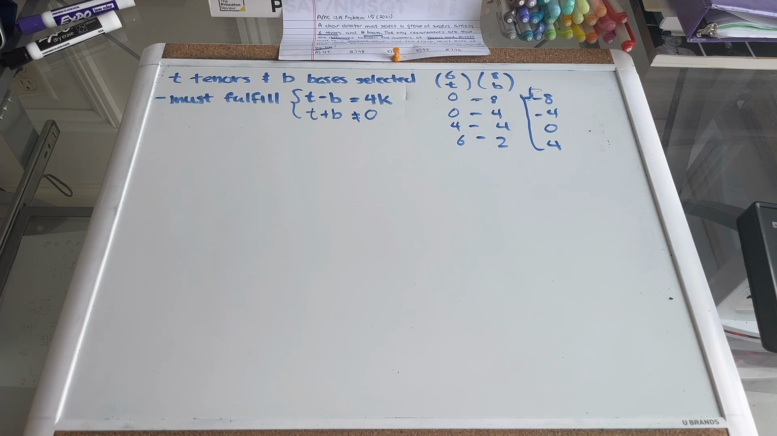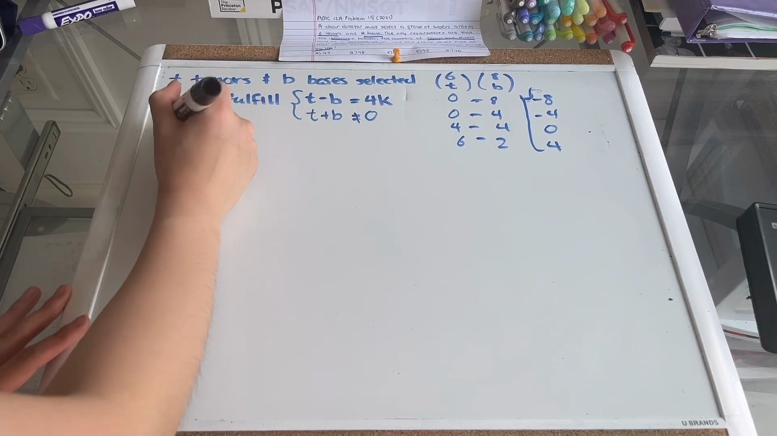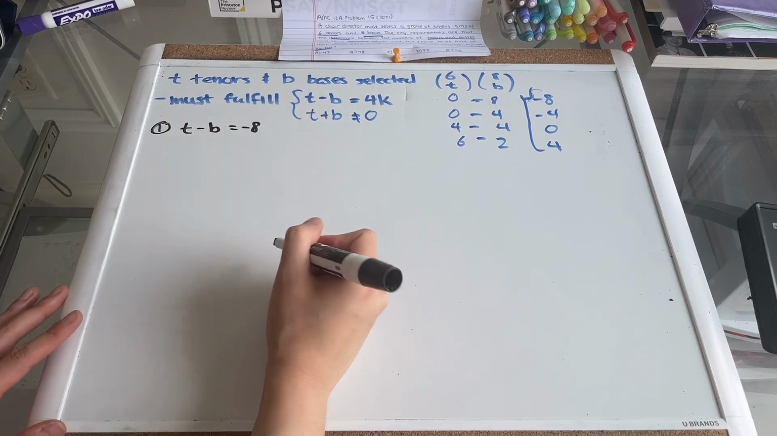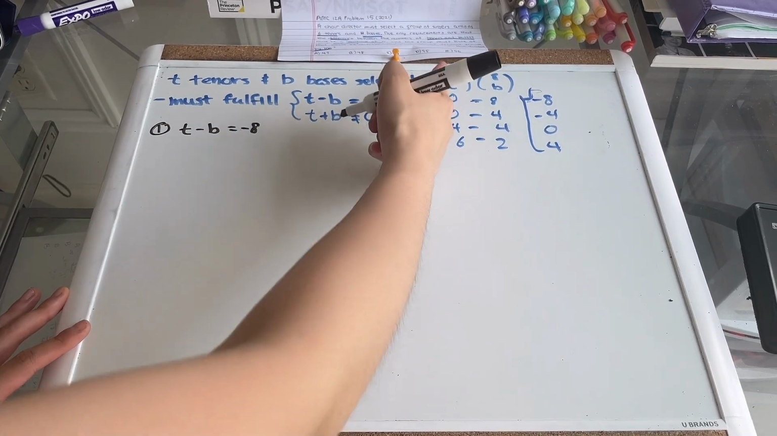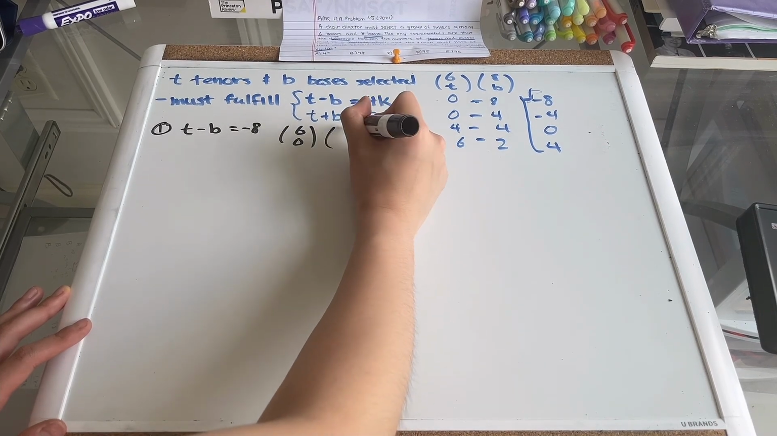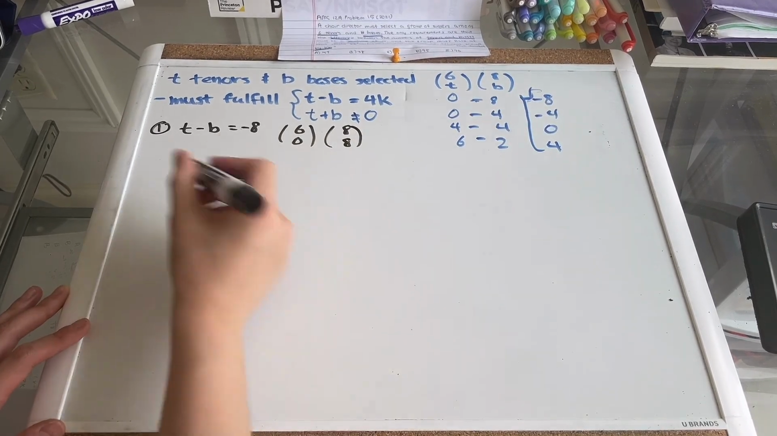So now we're going to have casework. It can either be -8, -4, 0, or 4. If the difference between both of them is -8, so T minus B is equal to -8, then that is saying from 6 tenors, you're choosing none of the tenors, and from the group of 8 basses, you're choosing all 8 of them, hence the 0 and 8.